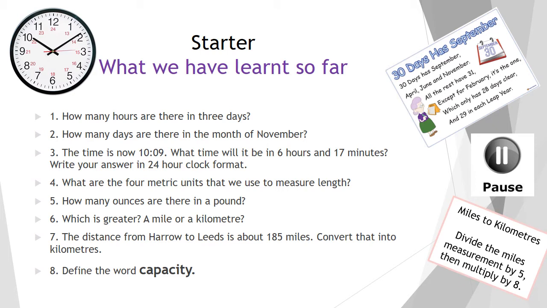Super. Let's go through the answers. How many hours are there in 3 days? Well, we know that there are 24 hours in a day, so 24 times 3. That might be a bit tricky, so you can always halve the 24 and double the 3. 12 times 6. What's 12 times 6? It is 72, so 72 hours. Or you could do 24 plus 24 plus 24.